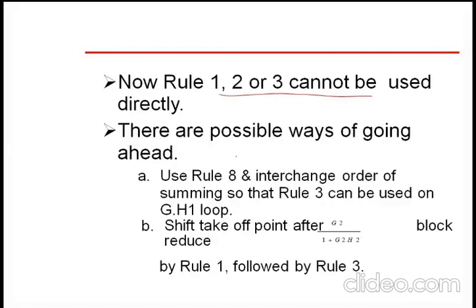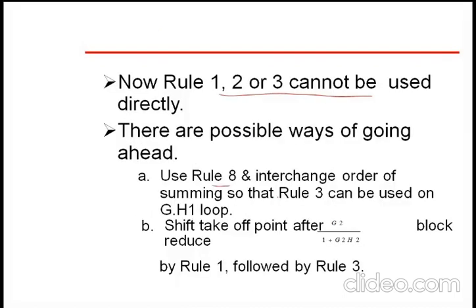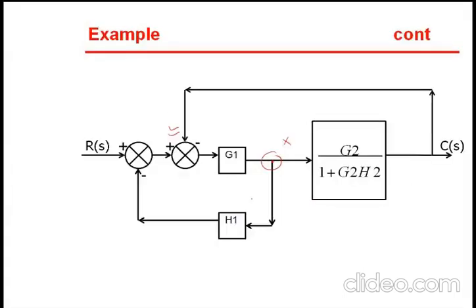To remove these two, there are two possibilities. One possibility is rule number 8. Rule number 8 you can apply means just splitting this summing point. Once split, there is no need to do any additional thing here. So if you split this one, then G1 and H1 can be a combination of feedback.